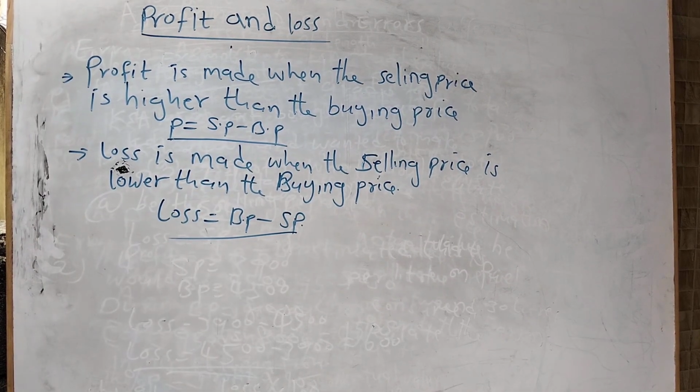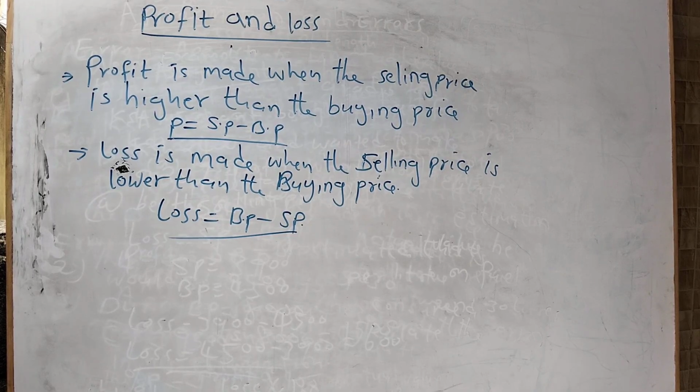On the other hand, loss is made when the selling price is lower than the buying price. Yes, when you buy goods to sell. Now, when you are going to sell, instead of selling at a higher price, you sell at a lower price because of various reasons. So if you make the sales lower, it means you are making a loss. For instance, if you bought something at 300 and you go and sell at 200, it means you are making a loss. You are not gaining profit.